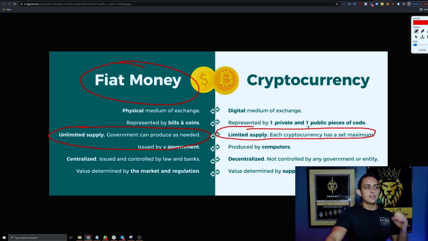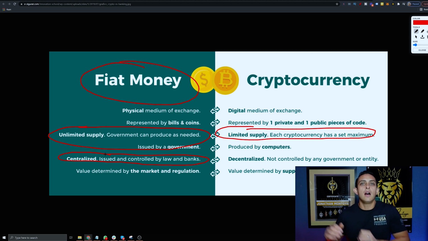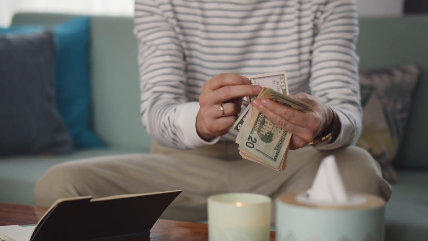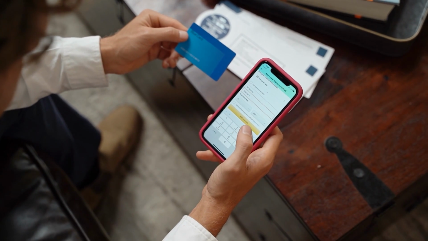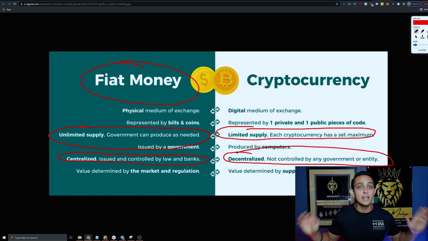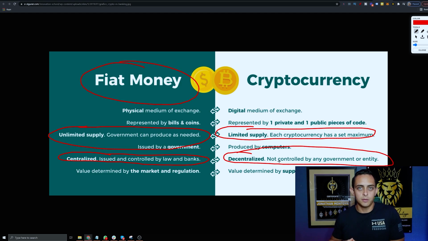Now the biggest thing, okay, and this is why I think cryptocurrency is going to be the future: fiat money is centralized, okay? It's issued and controlled by law and the banks. So essentially, if you have money in your bank account, the bank is the middleman, right? If you try to send money to someone overseas or just to a friend, it has to go through the bank. The bank is the middleman, okay? Whereas cryptocurrency is decentralized, okay? Not controlled by any government or any entity at all, okay? Very, very important. This is the biggest thing when it comes to cryptocurrency. And this is why banks don't like crypto, because of that decentralization, right?